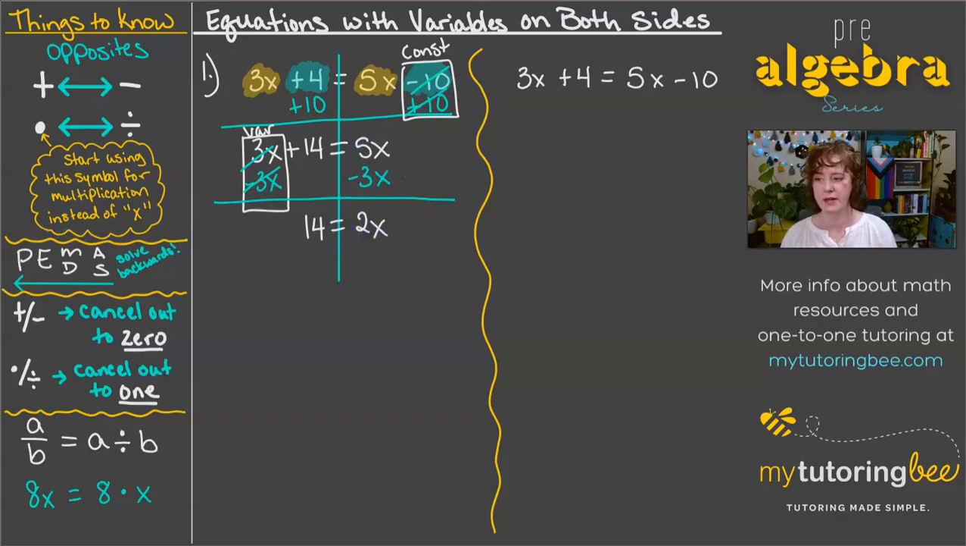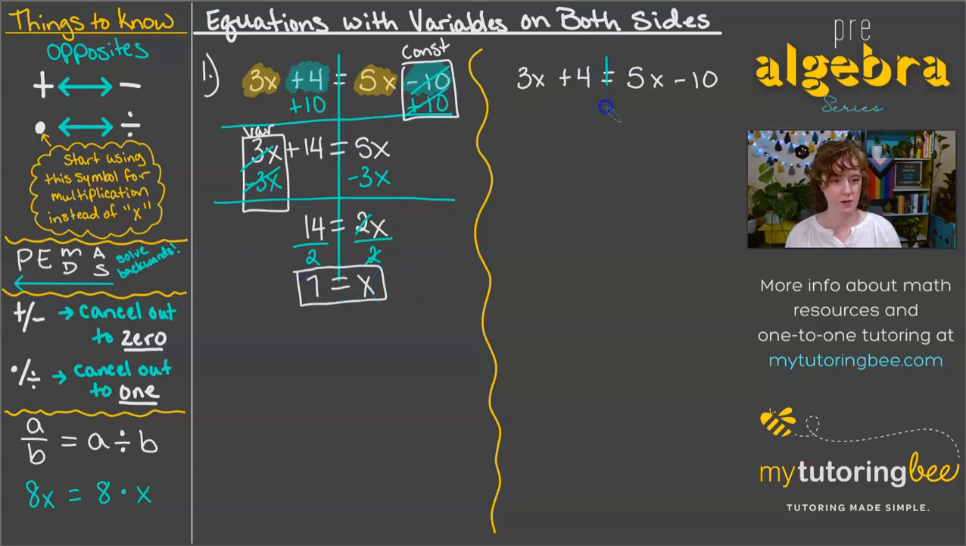All right, great. So now we just have one more step left to do. We still need to get that x by itself. So we're going to divide by 2, divide by 2. That's going to cancel out that 2 and leave us with x equals 7. So that is our solution, 7 equals x, or x equals 7.